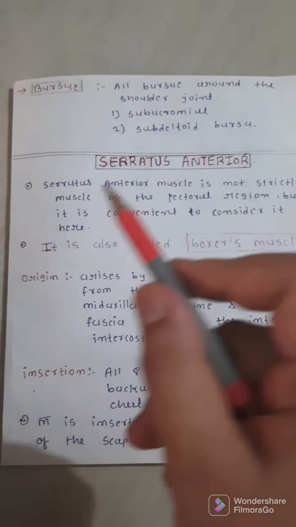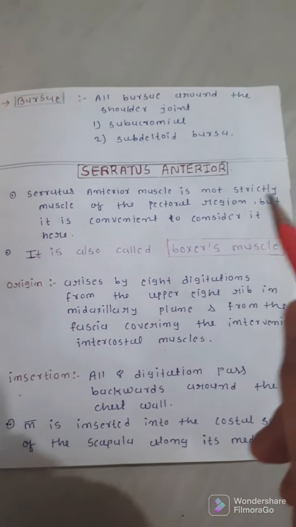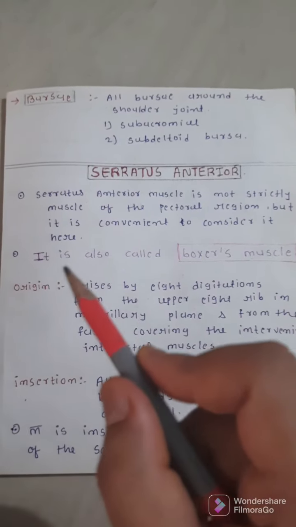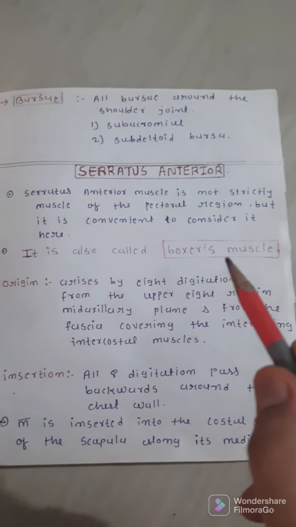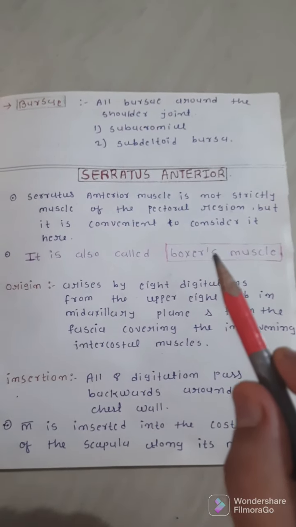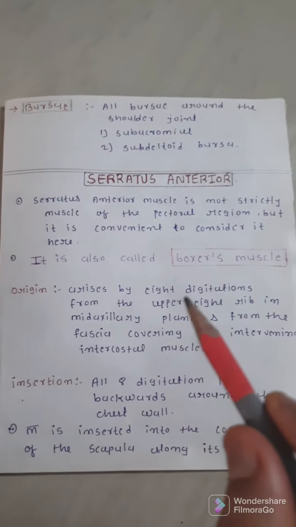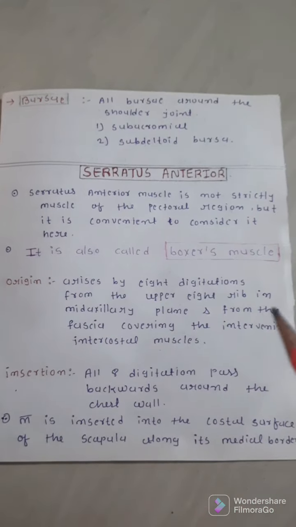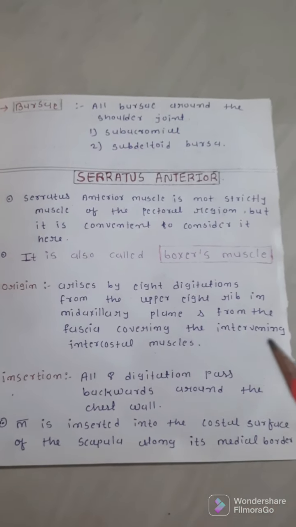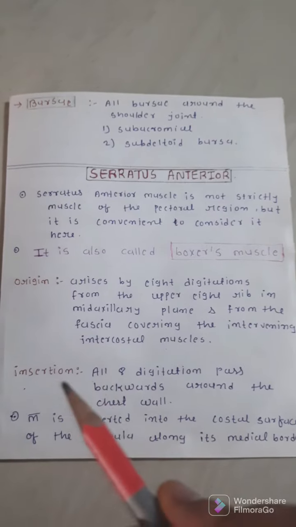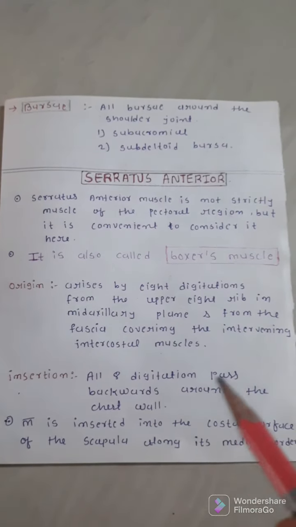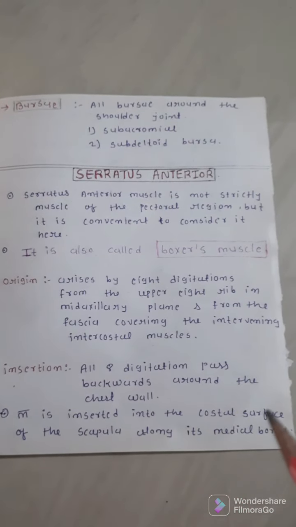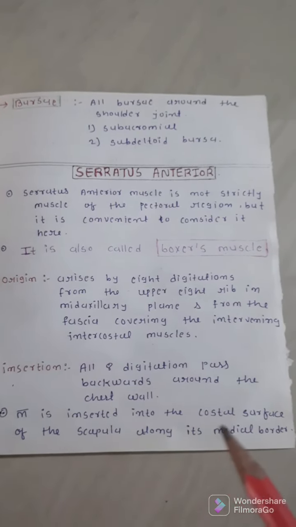Then serratus anterior. Serratus anterior muscle is not strictly a muscle of the pectoral region, but it is convenient to consider it here. It is also called the boxer's muscle and is very important for MCQ purposes. Origin: it arises by 8 digitations from the upper 8 ribs in the mid-axillary plane and from the fascia covering the intervening intercostal muscle. Insertion: all 8 digitations pass backward around the chest wall.